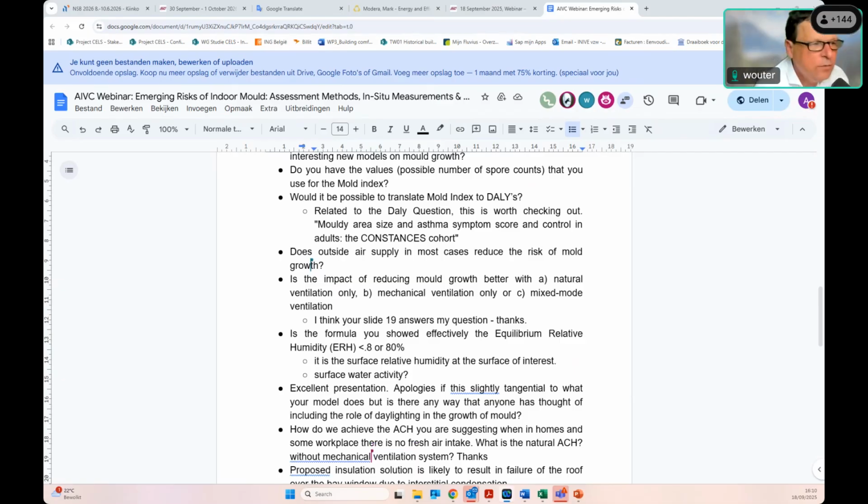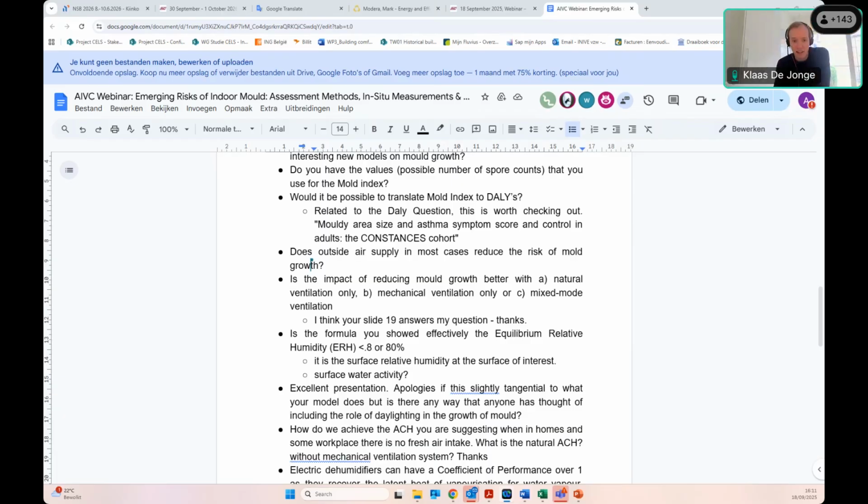Okay, thank you. In AIVC, we were really looking into DALYs, and also at the choices member states have to make about indoor environmental quality. They are also looking at DALYs. Do you think it's possible to translate mold index to DALYs? And it was also a related question: multi-area size and asthma symptoms score and control in adults, the constant cohorts. I don't know if you are familiar with that.